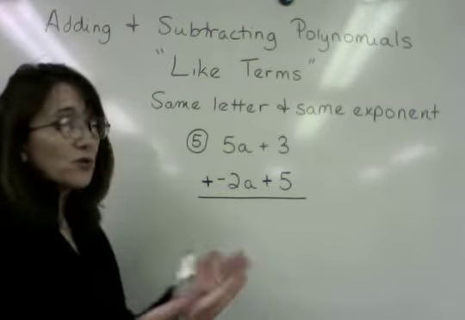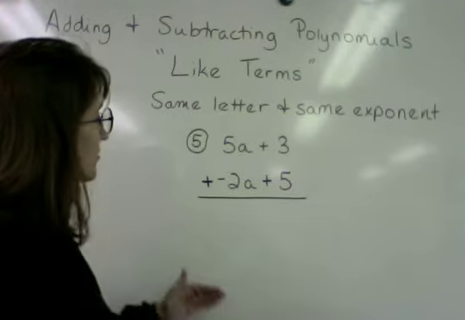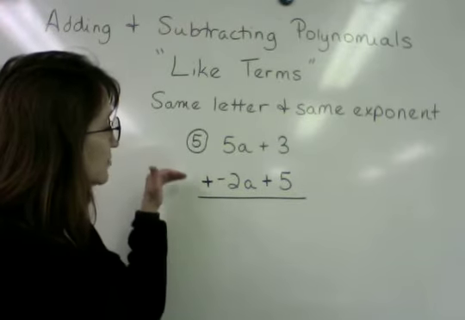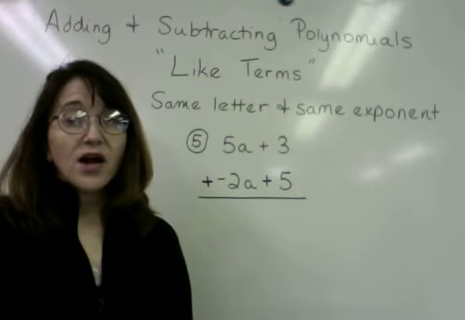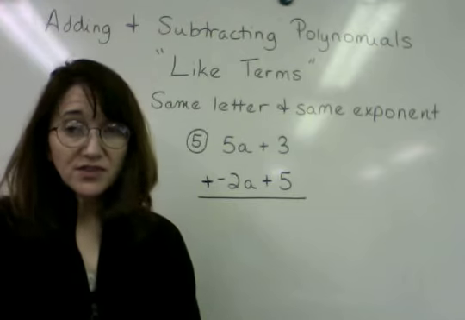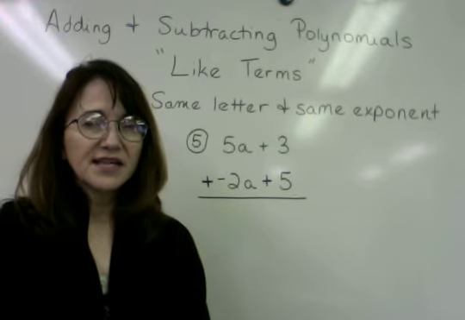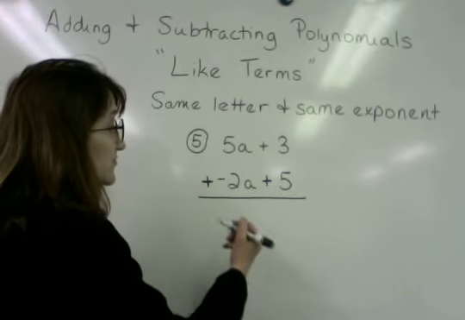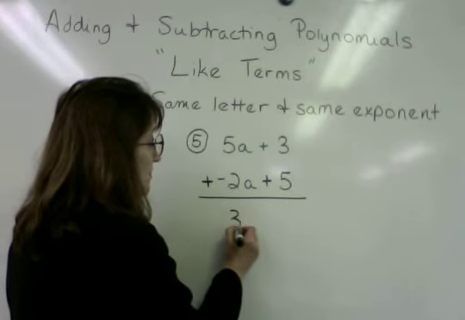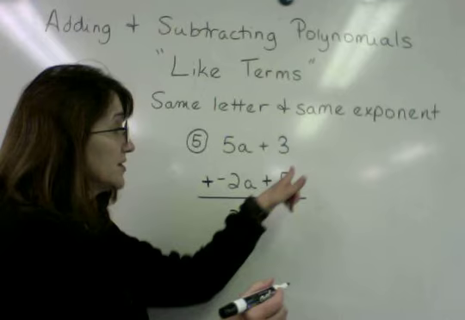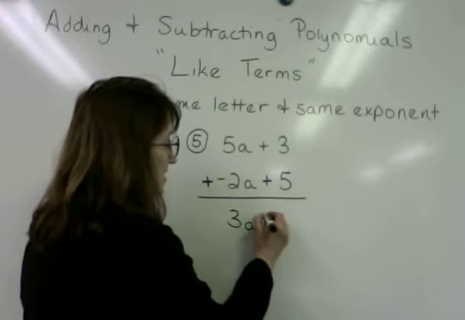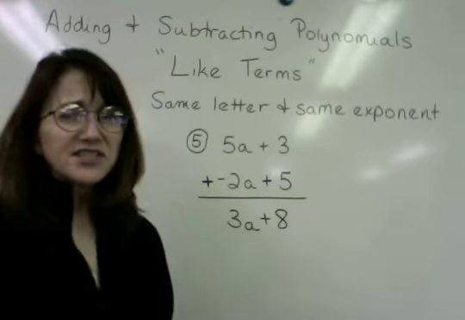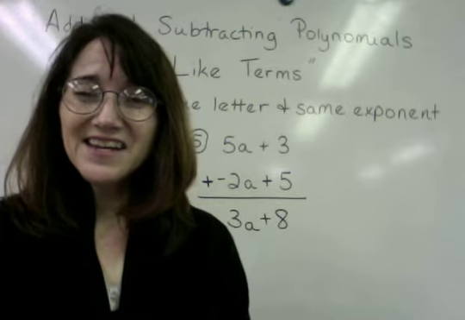So now I go back to my addition rules. So I have 5a plus a negative 2a. What's my rule? If my signs aren't the same, I subtract, and then I take the sign of the larger absolute value number, which would be 5. So that's going to become a positive 3a. Then my 3 and my 5, easy. Easy addition today. Yay, right?